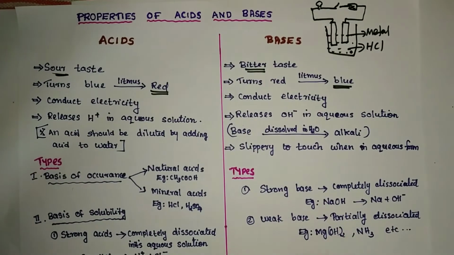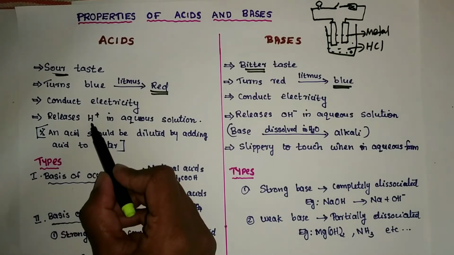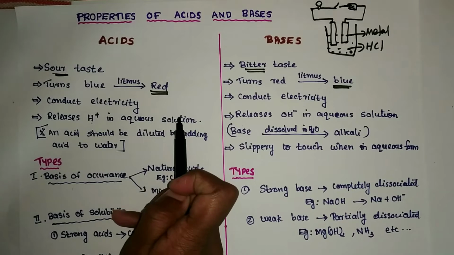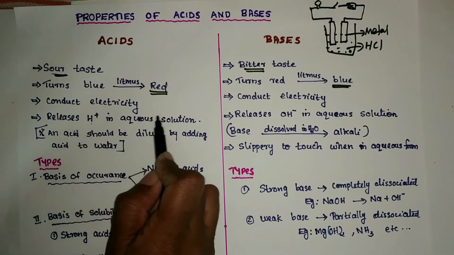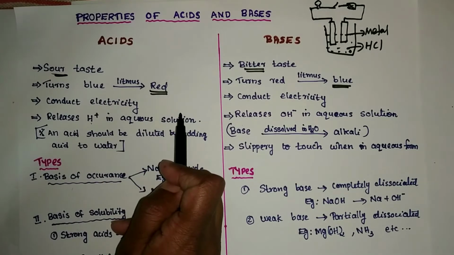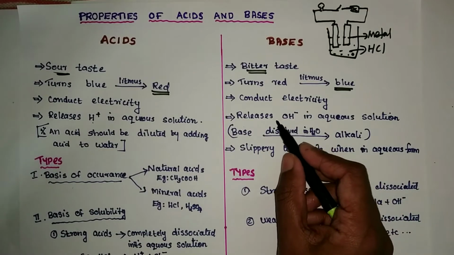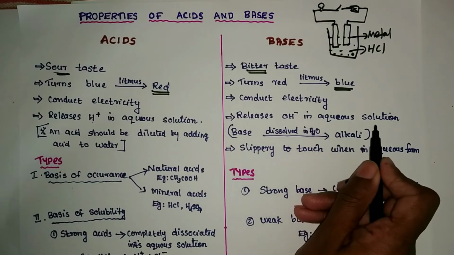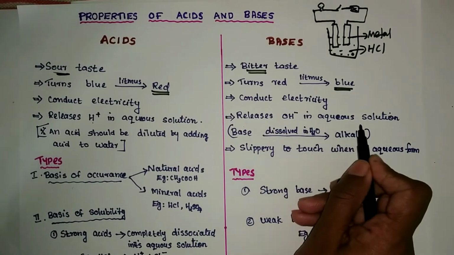The next property of acids is that they release H+ ions, hydrogen ions, in aqueous solution. And in the case of bases, they release OH- hydroxyl ions in aqueous solution.